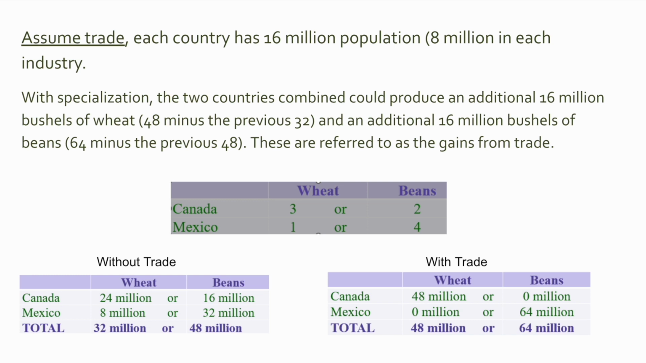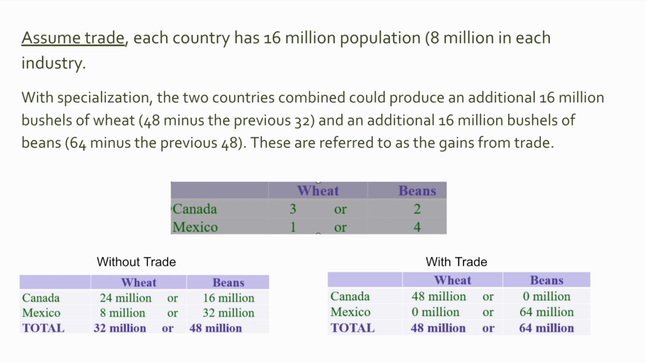So Mexico takes all its workers and says, we produce beans so much better, so let's just focus on beans. So it takes 16 million workers and they produce 4 beans each. That's 64 million. Now, Mexico doesn't do wheat and Canada doesn't do beans because, again, we're going to trade and all our workers are focusing on what we do best.